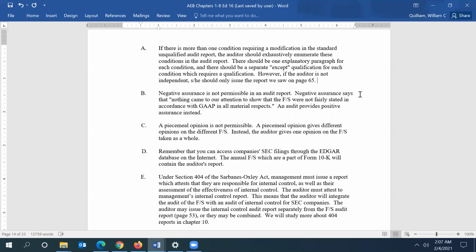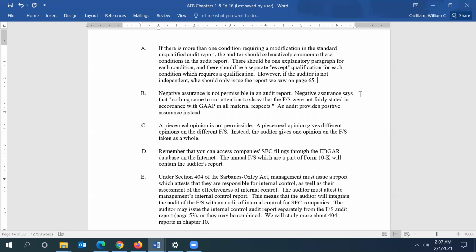Then E, under Section 404 of the Sarbanes-Oxley Act, management must issue a report which attests that they're responsible for internal control, as well as their assessment of the effectiveness of internal control. This was required by the Sarbanes-Oxley Act, so this way the responsibility is pinned down to management. Sarbanes-Oxley was in response to the Enron fraud, and Enron's management was not nearly this responsible, shall we say. Nowadays, the management team must be very, very responsible. Penalties are big.